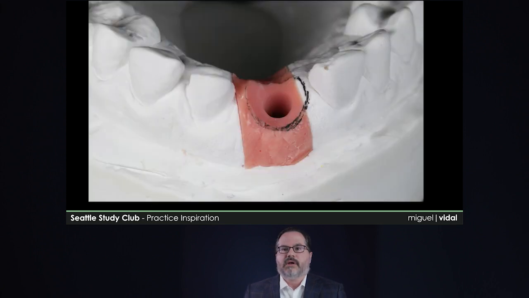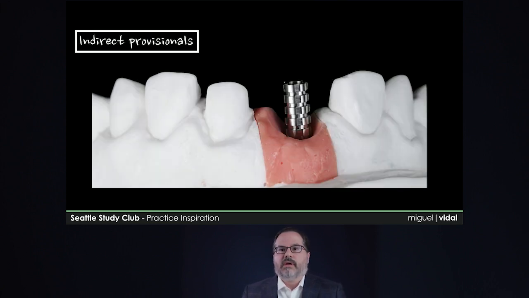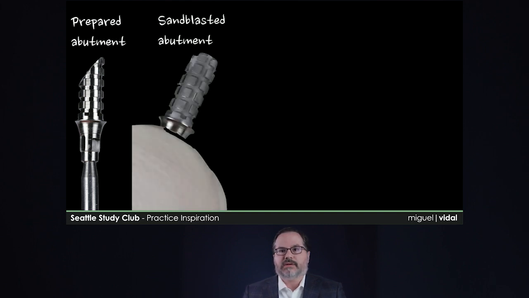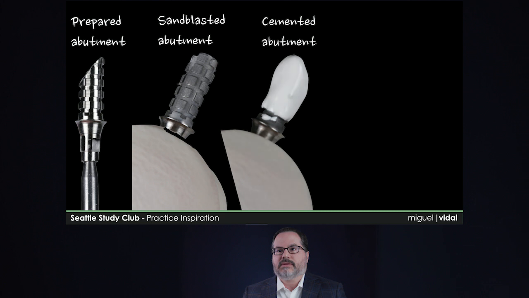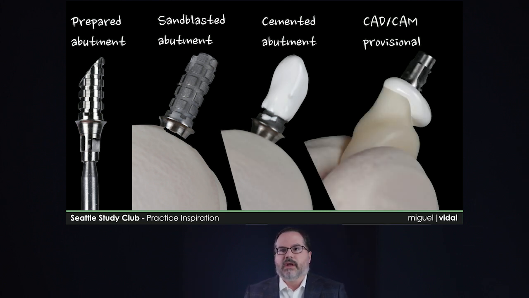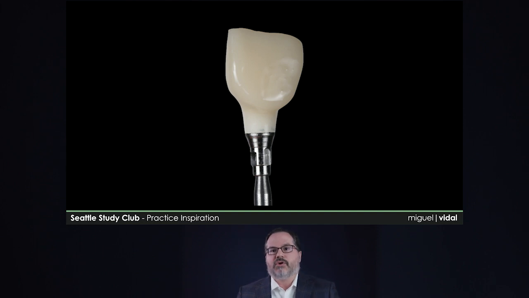We're going to go ahead and place our temporary abutment, as you see here, modify it on the lingual aspect for the screw hole, go ahead and sandblast it, apply the cement, and cement our CAD/CAM provisional onto this as a unit. And this is how it's going to look. And I want to show you the apical aspect.